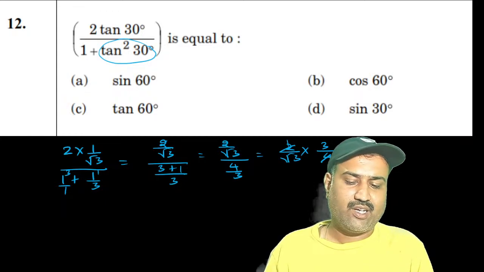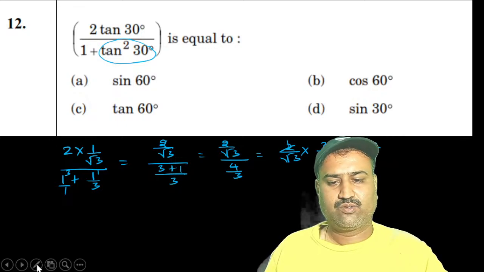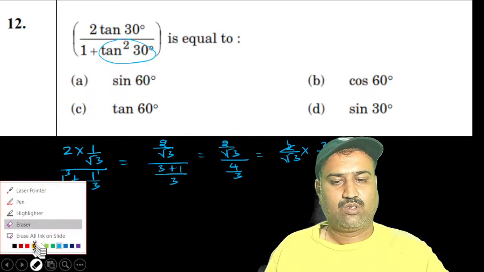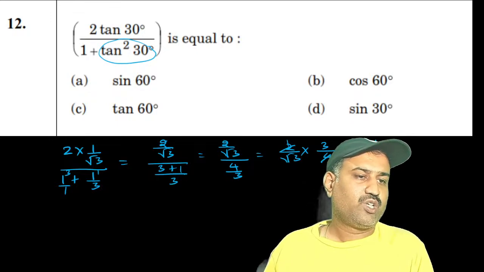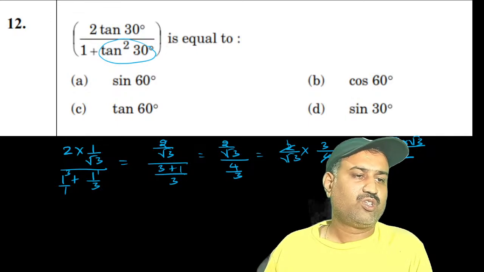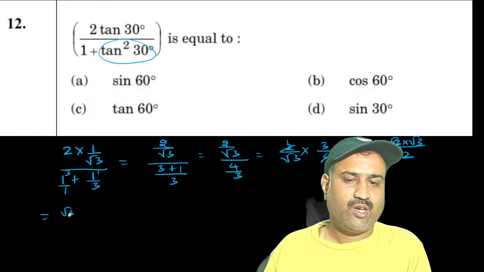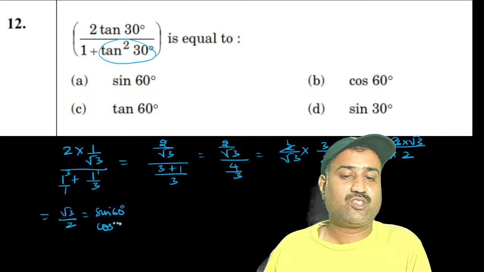1, and I can write 3 as root 3, 1 into root 3 into root 3 divided by root 3 into 2, right? Root 3 is cancelled. Ultimately what is left with here? Root 3 upon 2. Now I know root 3 upon 2 is equal to sin 60 or cos 30, right?